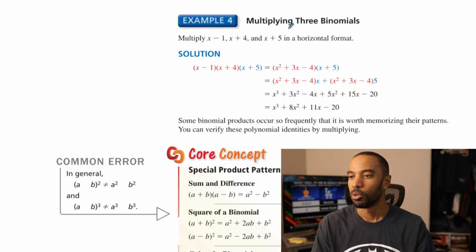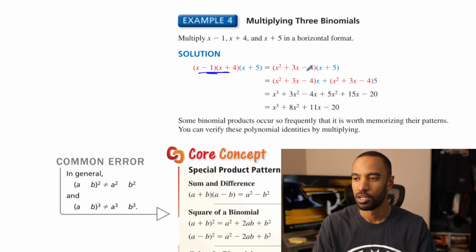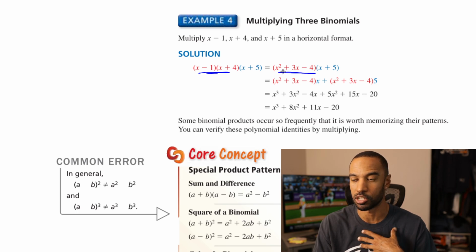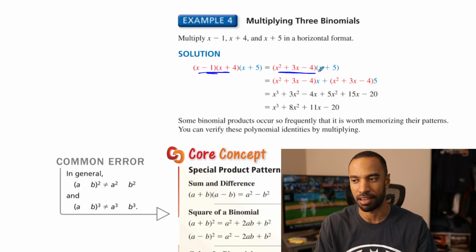So multiplying 3 binomials, do 2 at a time. Do 2 at a time. So they're showing you the red right here. Turn the red into what it is. Don't try and over distribute. You'll mess something up. I would mess something up. It doesn't work the way that you think that it does. But do one set and then do the next set after that.